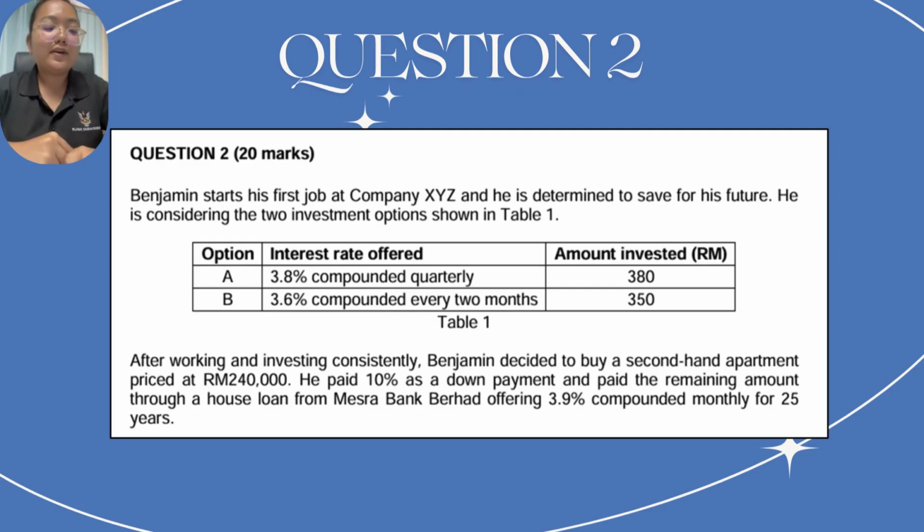After working and investing consistently, Benjamin decided to buy a second-hand apartment priced at RM 240,000. He paid 10% as a down payment and paid the remaining amount through a house loan from Mesra Bank Berhad, offering 3.9% compounded monthly for 25 years.